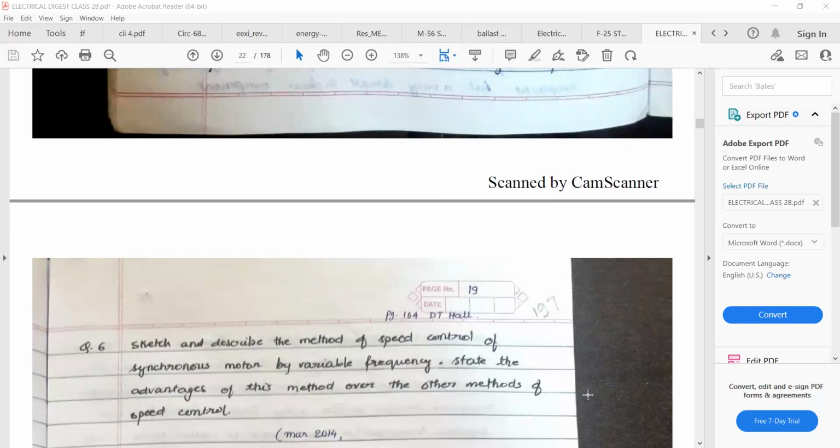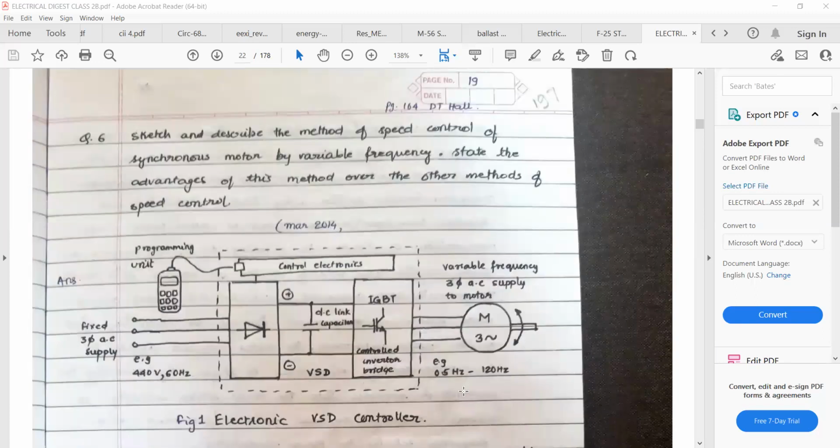Yes, sir. This is going to be our next question. Sketch and describe the method of speed control of a synchronous motor by variable frequency. State the advantage of this method over the other methods of speed control. This we are going to do tomorrow.